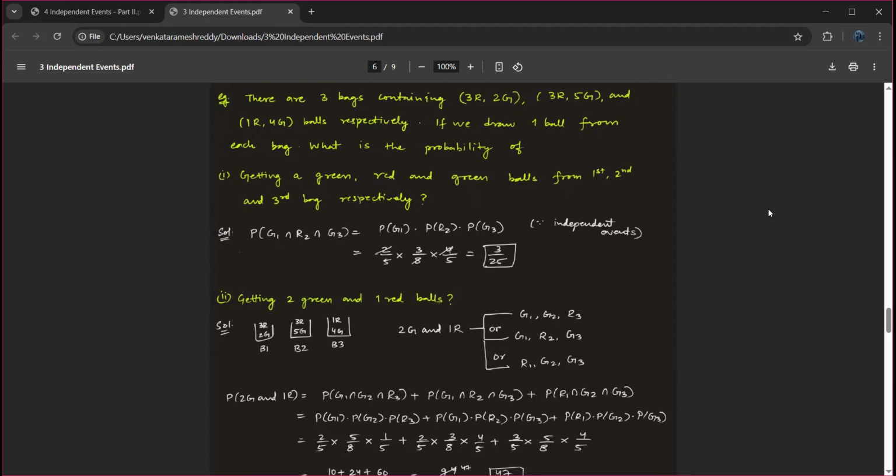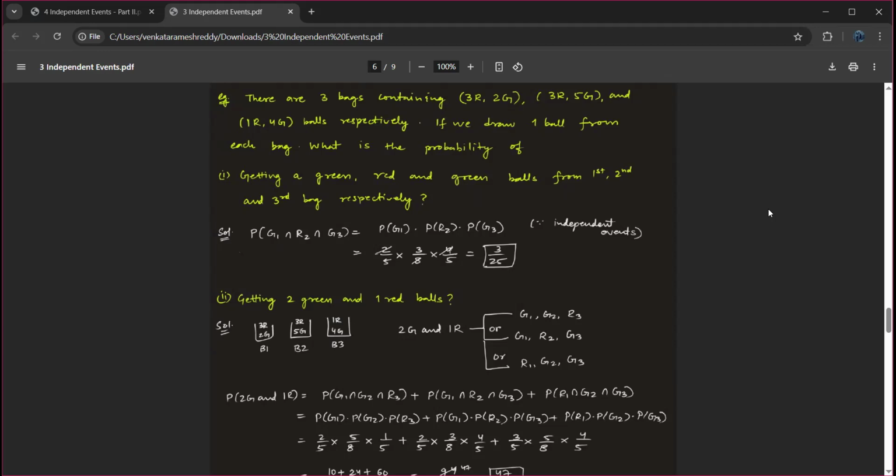What is the probability of getting a green ball from the first bag? How many green balls are there? Two green balls. How many total balls are there? Five. So 2 by 5 into.